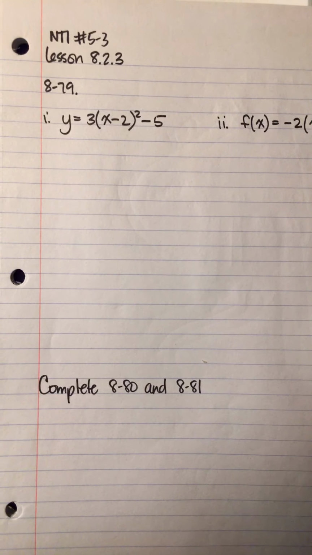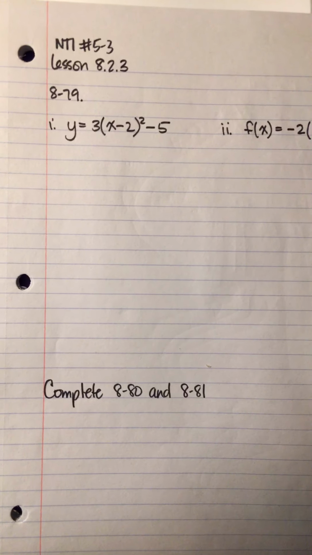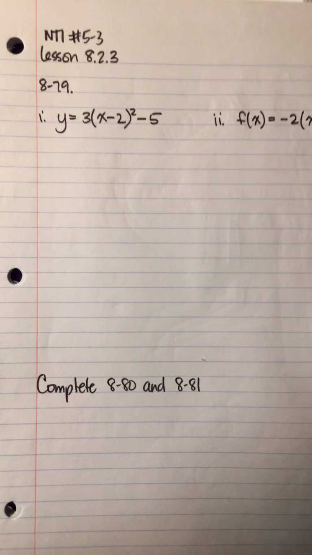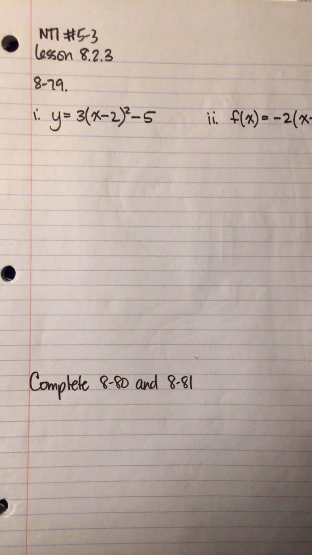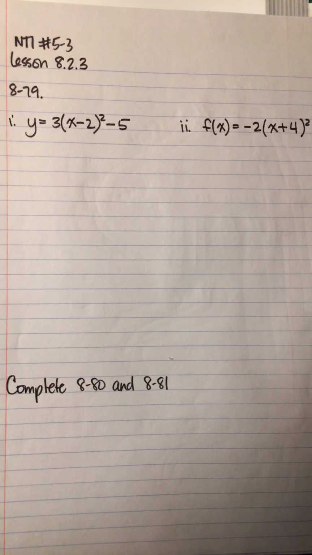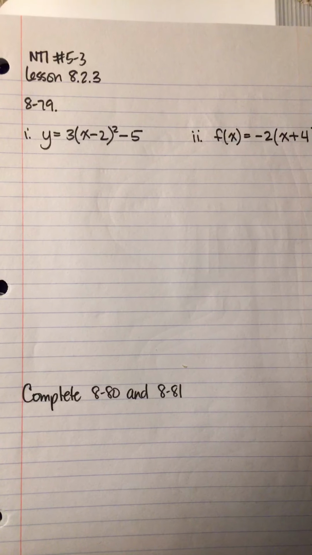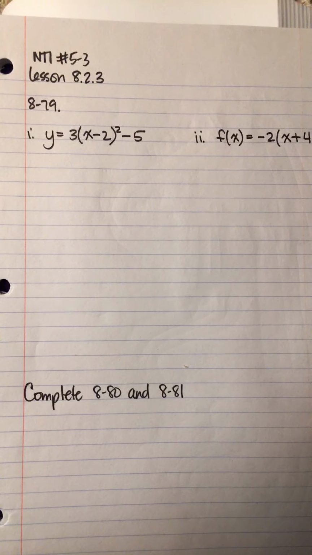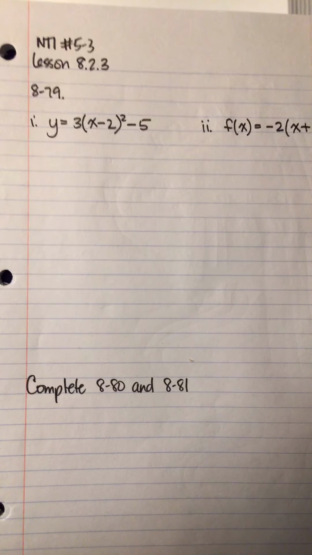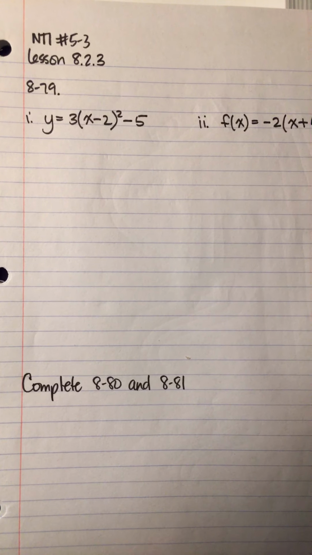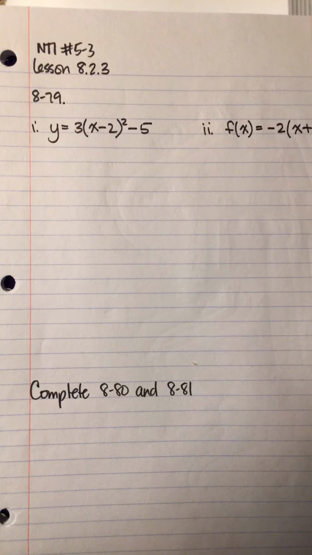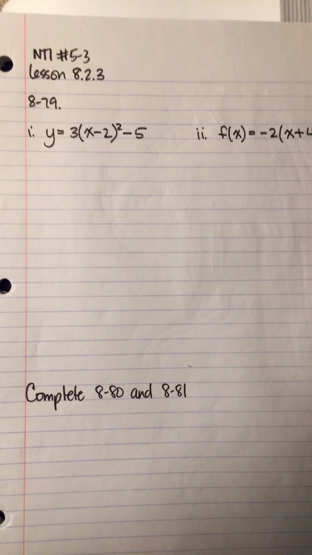So I am on lesson 8.2.3, problem 8-79. We're not actually going to do the whole problem. I'm just using these two examples in the very first part and going to show you how to rewrite them in standard form. And then you will go on and complete problem 880 and then 881. And then you'll be done for the week.